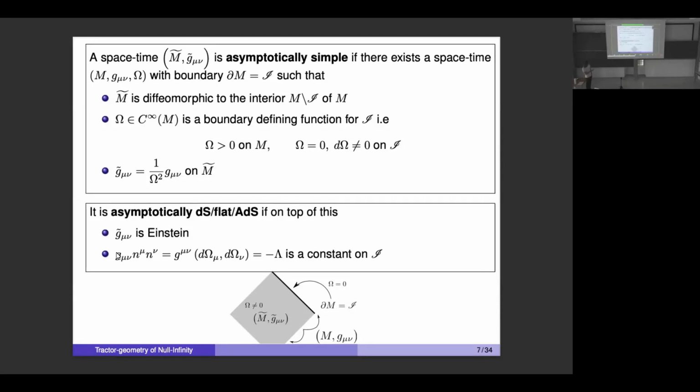And then the norm of the normal at the boundary has some constant sign, and the sign tells you whether you're in the de Sitter case, flat or AdS. So lambda equals 0 is flat, positive is de Sitter, and AdS is negative.